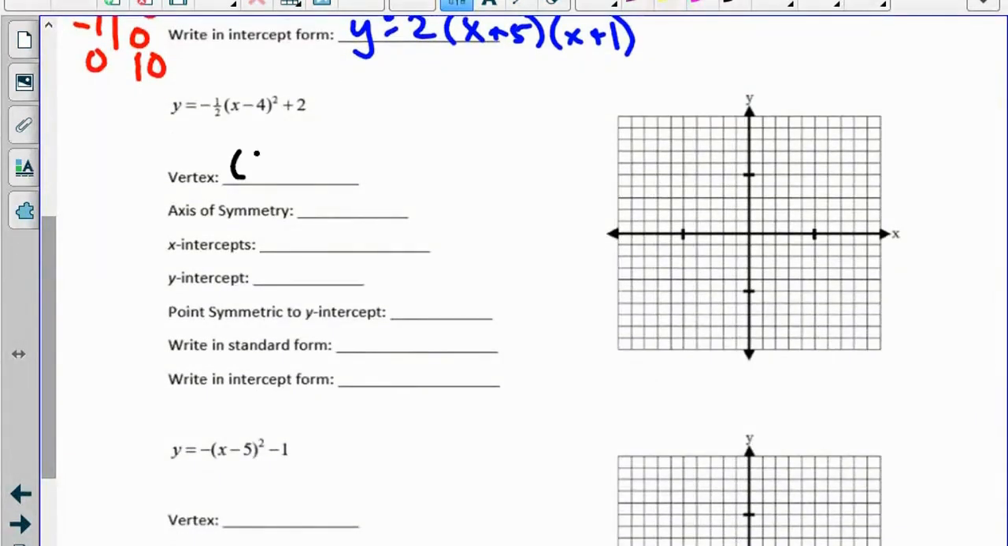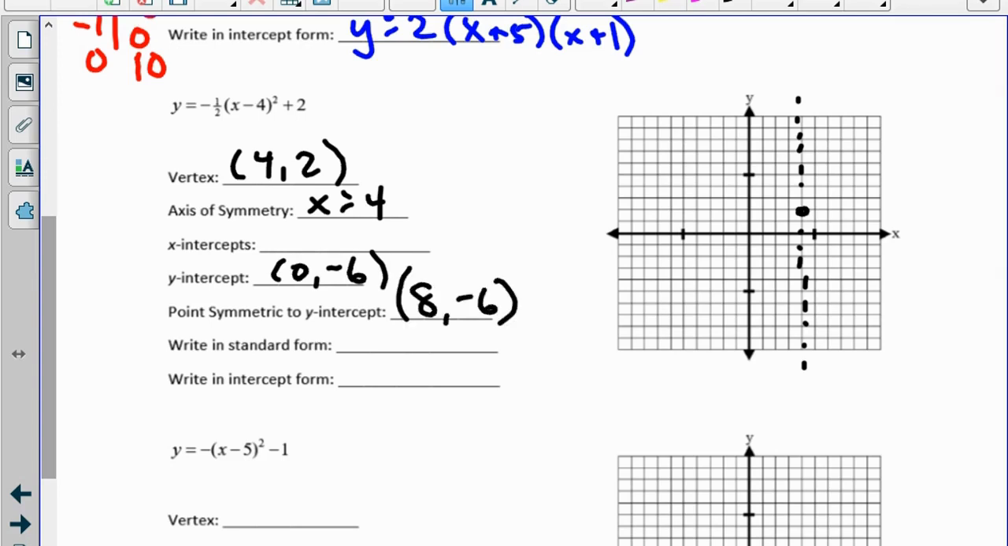Problem 2, my vertex is at 4, 2. My axis of symmetry is at x equals 4. So at 4, 2, axis of symmetry goes through x equals 4. My a value is -1/2, so that's kind of important to know. And my y-intercept, I can figure that out by substituting 0 in for x. So I get -8 plus 2 is going to be at -6. My point symmetric to the y-intercept is going to be at 8, -6.